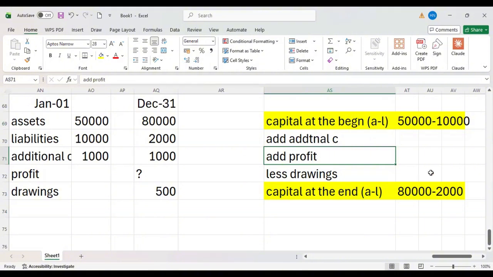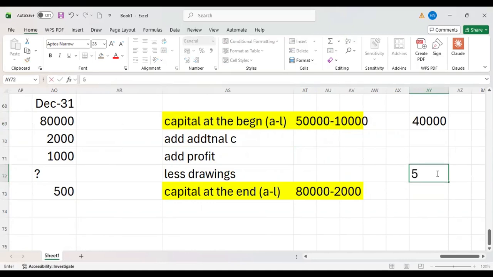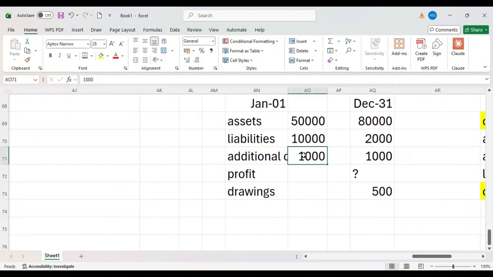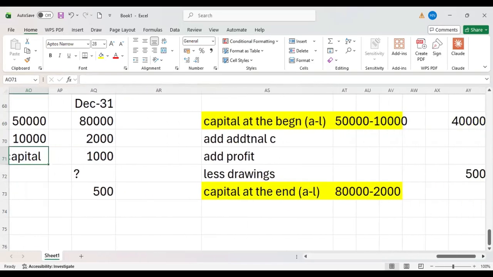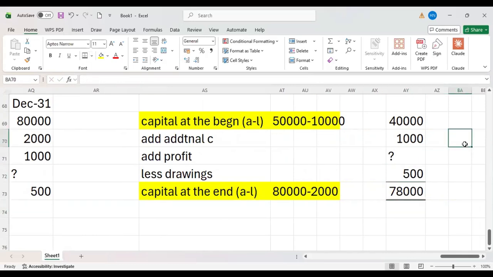Okay, so I'm going to put my drawings here. So this is, when I work this out, this is 40,000. And then I have my drawings 500. The drawings is 500, right? Okay, additional capital. Let me settle that for just end of the year. Let me take this out. So we don't have too many additional capital. So this is 1,000. So we don't know our profit. But we know our capital at the end, which is 78. So our 40 plus this minus this will give us our 78. So we are going to work backwards to find the profits.